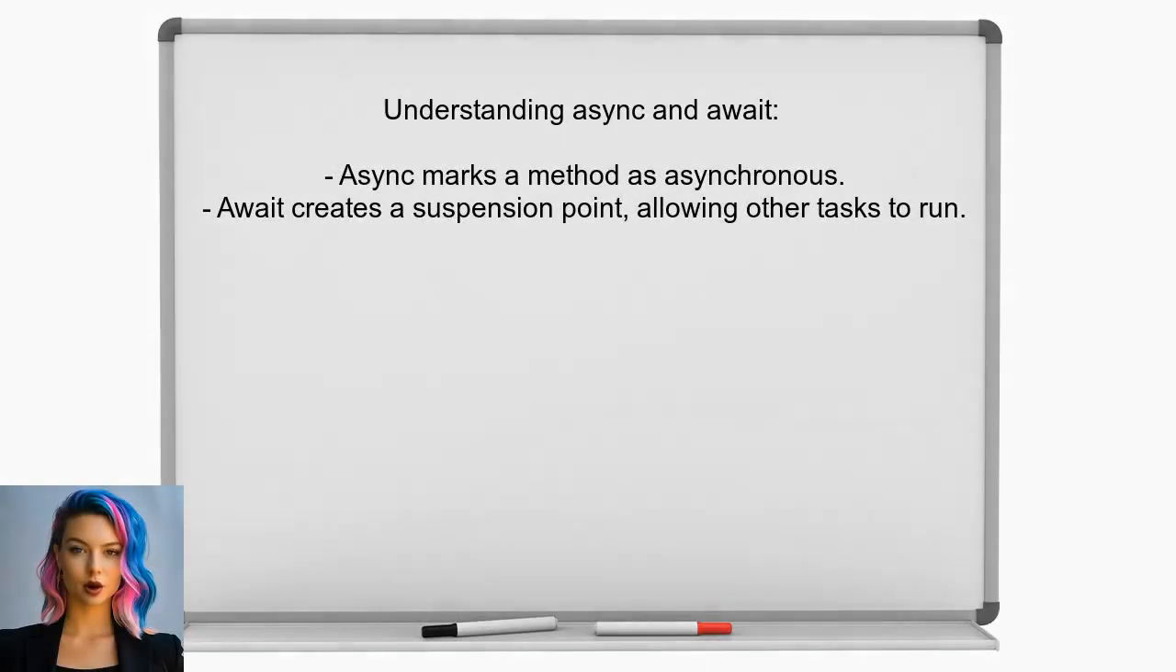To understand this, we need to clarify what async and await really do. The async keyword marks a method as asynchronous, allowing it to run without blocking the main thread. However, the await keyword does indeed create a suspension point, allowing other tasks to run while waiting for the awaited task to complete.